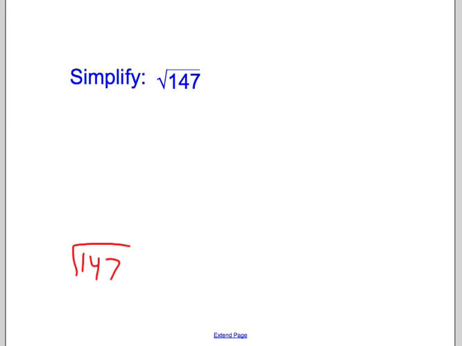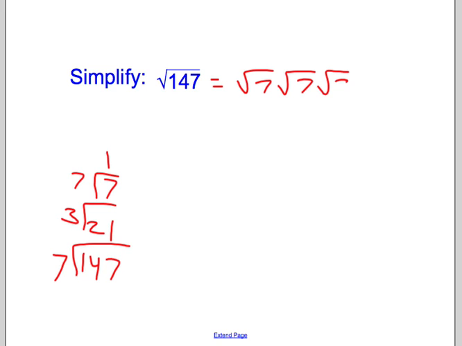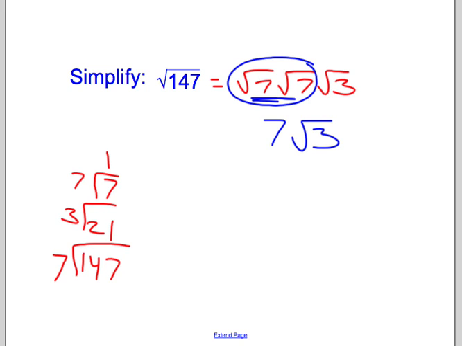147. 7 will get into each of those 21 times. 3, 7, 7, 1. So I have the square root of 7, square root of 7, square root of 3. Now that I've been doing this, I'm going to write my pairs first so that they're at the front of my problem. So the square root of 7 times the square root of 7 is just simply 7, and then square root of 3. There isn't anything else I can do. I've taken this part, squared them, gave me 7, so that's my answer.